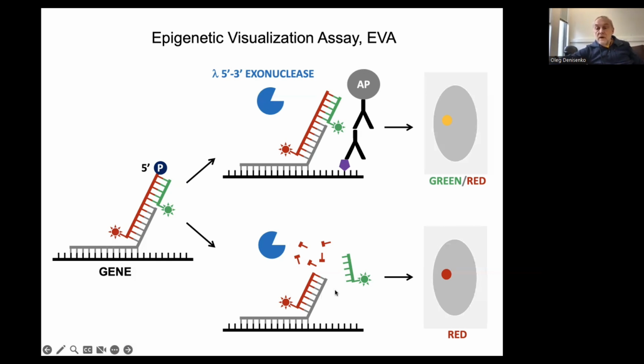If there was no epigenetic mark at the gene, the red oligo is degraded up to the gap, and the green color is gone. So the intensity or density of epigenetic mark at the locus is measured as a ratio of green to red signals.